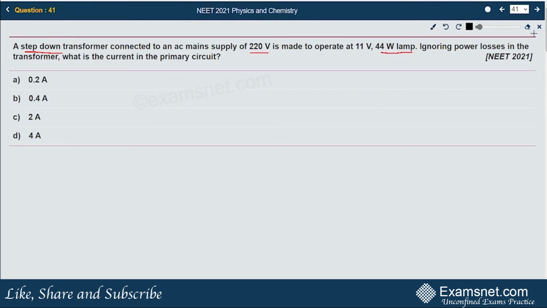So we know that in an ideal transformer, the total input power is equal to the total output power. So we can write it like this: power input is equal to power output. So power is the product of voltage and current. So here we can write that the product of voltage and current in the primary circuit is equal to the product of voltage and current in the secondary circuit.